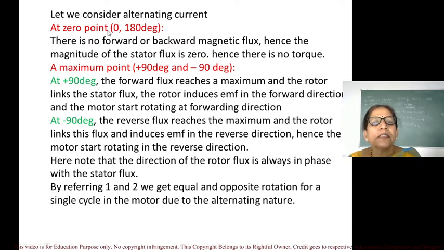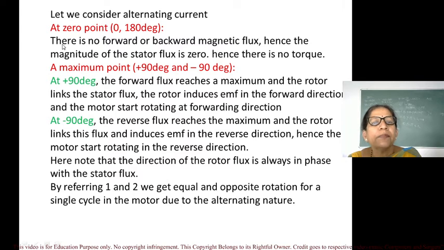So if we see the 2 points corresponding to phase angle 0 degree and 180 degree, at this point the magnitude of the alternating quantity is 0. So we consider this as a 0 point. So we will discuss the value of the flux at the 0 point. So what is the 0 point? It is a point corresponding to the phase angle 0 degree and 180 degree.